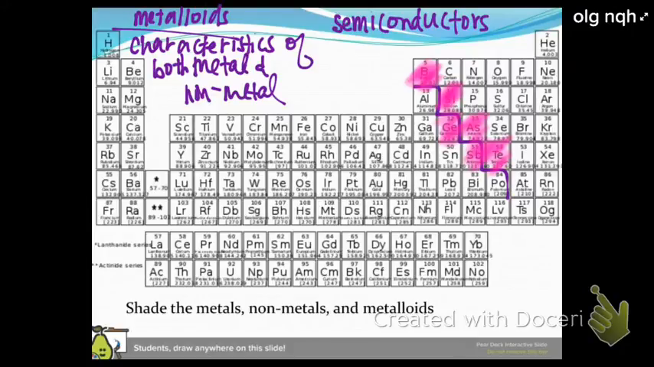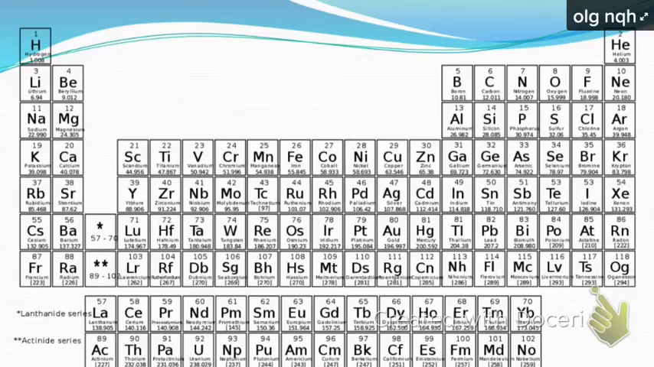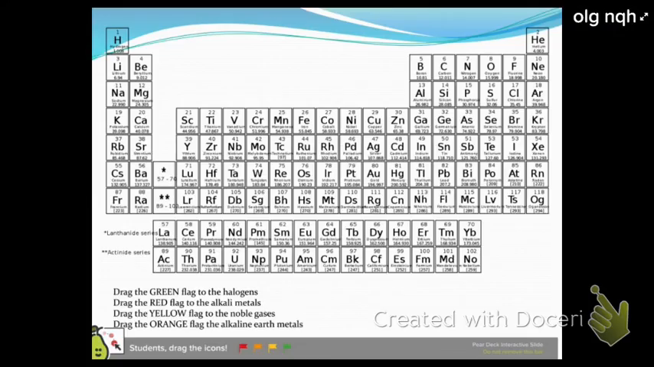All right, this one I need you to contribute here. You're going to drag these little flags to where it tells you to. The halogens are group number what? 7 or 17, right? This is the halogens. Okay?